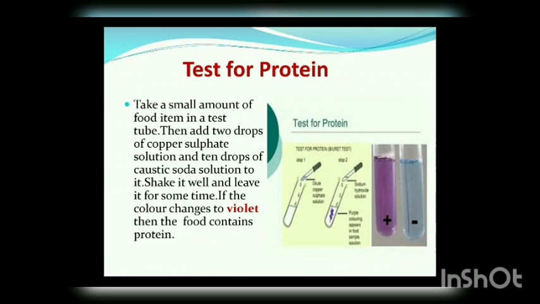Shake it well and leave it for some time. If the color changes to violet, then the food contains protein. As you are observing here, 2 test tubes are given. In one test tube, the color of the solution has changed to violet. It means this sample contains protein, whereas the other sample, which does not show a change in color to purple, does not contain protein. This way we can find out whether the given sample contains protein or not.